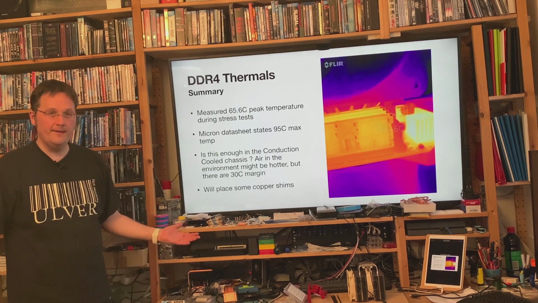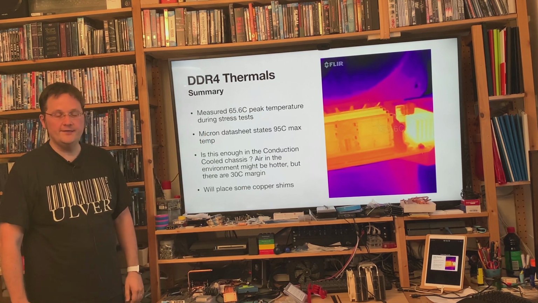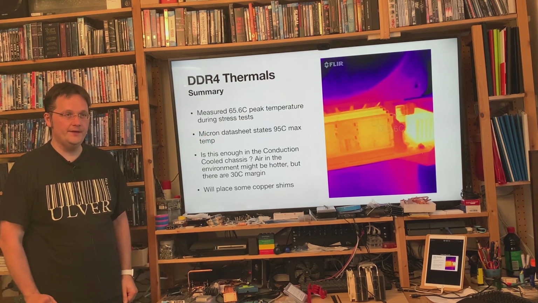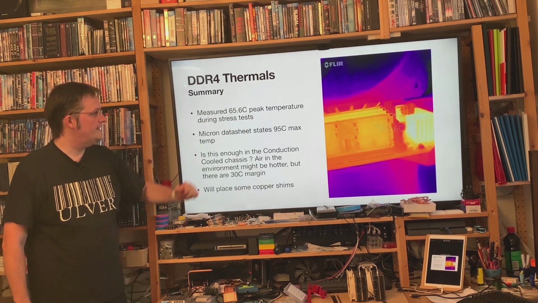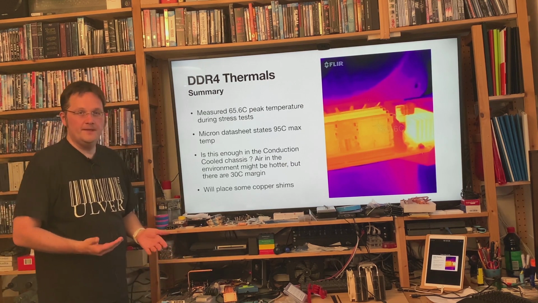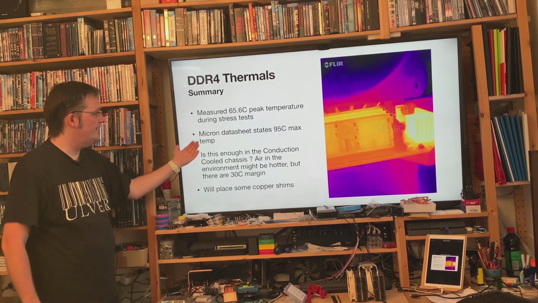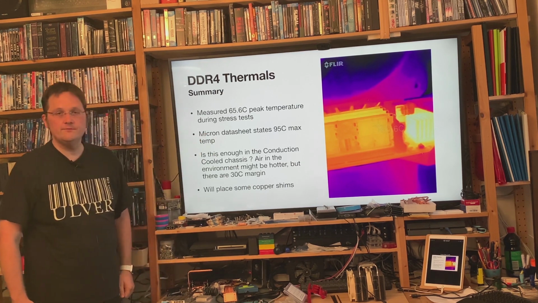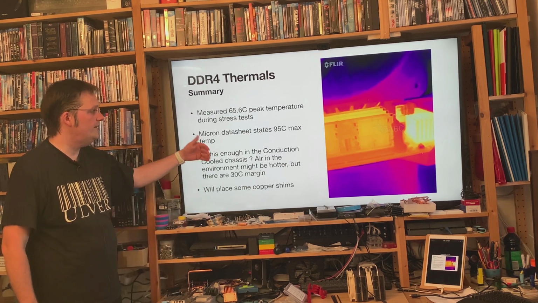As a next step, let's look at the memory. So here we have the DDR4. For this measurement, stress-ng was used to generate load on the memory. So what we saw here is that in the worst case, we were measuring 65.6 degrees Celsius. I looked up the datasheet from Micron on the chips which are used there, and they state that the maximum operating temperature of those is 95 degrees. So we have a 30-degree margin.